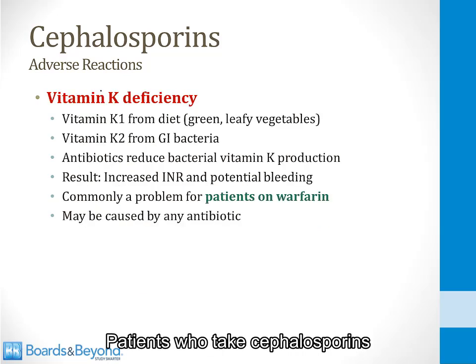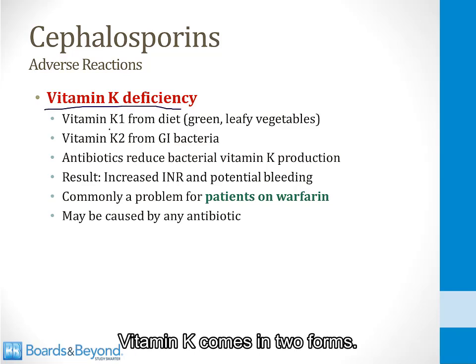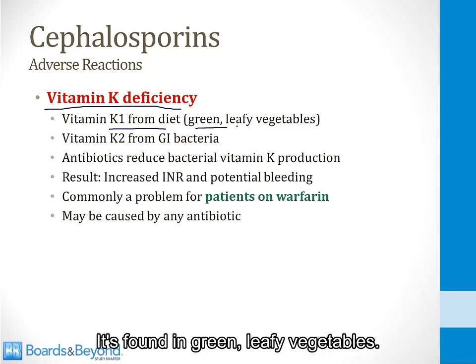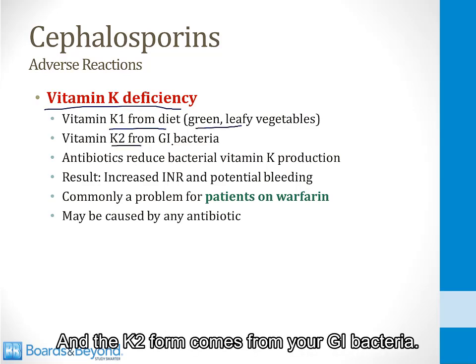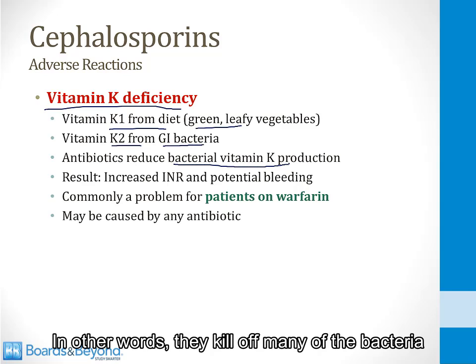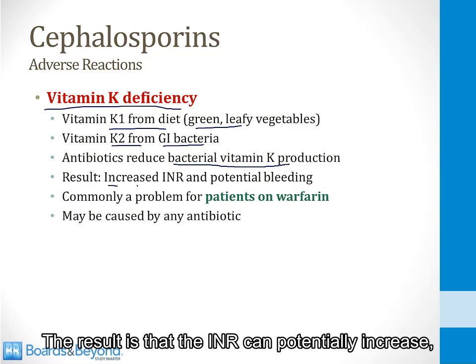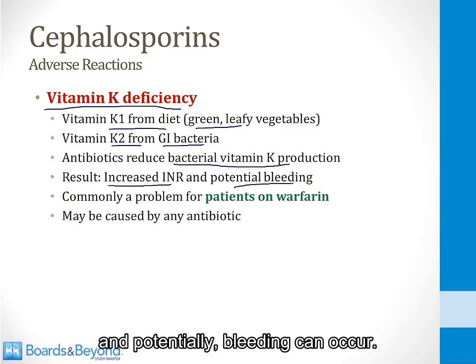Patients who take cephalosporins can potentially develop bleeding, so let's talk about why this happens. The first reason is because of a vitamin K deficiency. Vitamin K comes in two forms. The K1 form comes from your diet, it's found in green leafy vegetables, and the K2 form comes from your GI bacteria. Antibiotics reduce bacterial vitamin K production. In other words, they kill off many of the bacteria that produce vitamin K. The result is that the INR can potentially increase and potentially bleeding can occur.